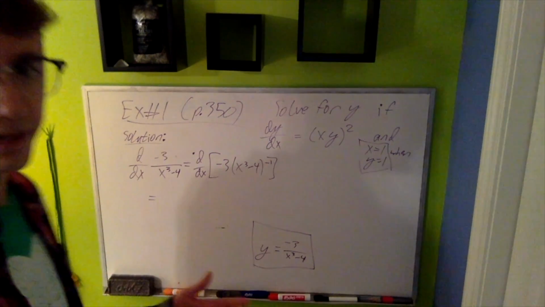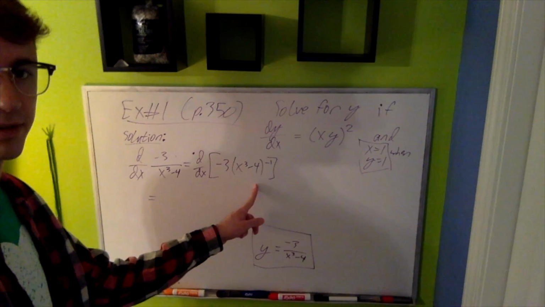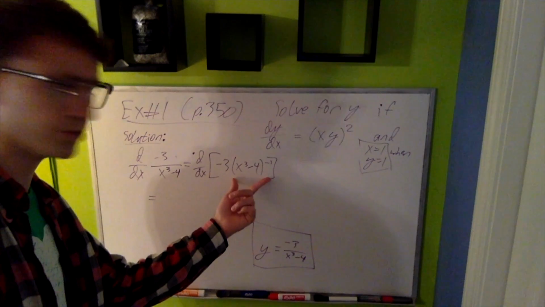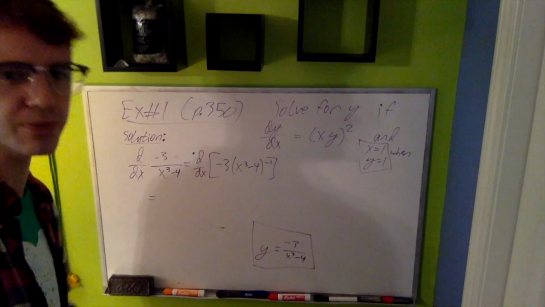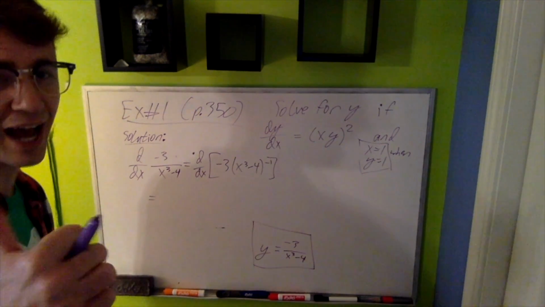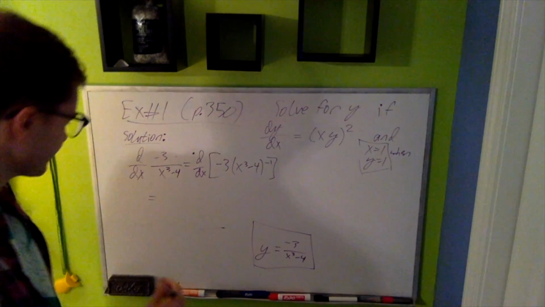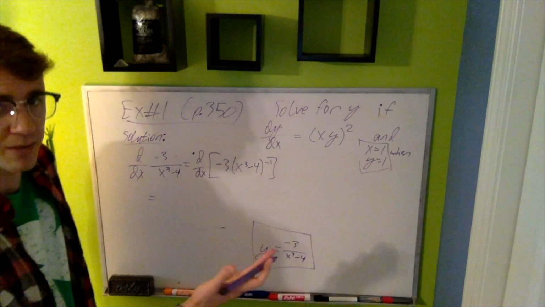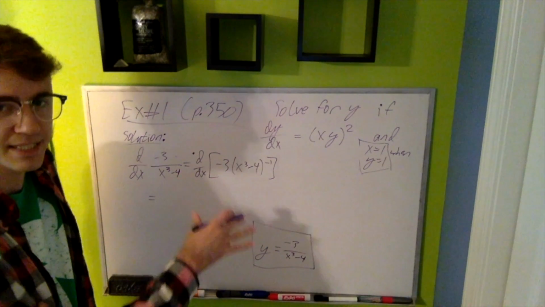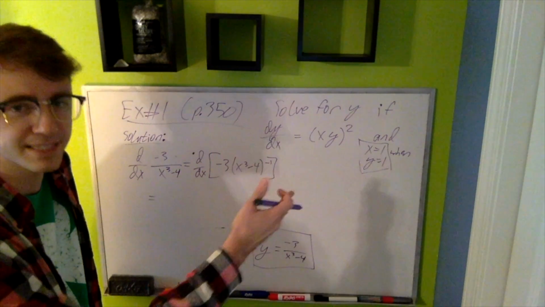All right, now to differentiate, I have a constant and I have a quantity to a power. What is this? What rule would I use? Good job. It's the chain rule. I'm going to use the chain rule. Go team. So, to differentiate this, I'm going to use the chain rule: derivative of the outside with the inside plugged in, times the derivative of the inside.